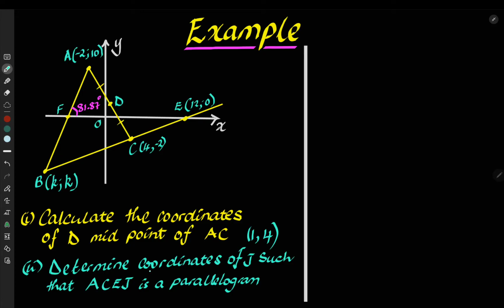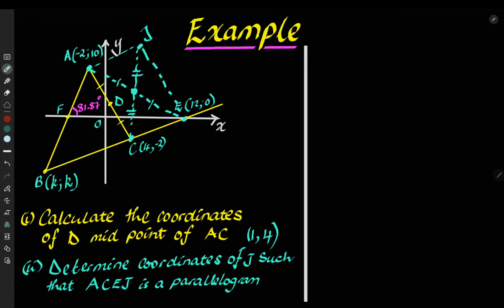So they are saying determine the coordinates of J such that ACEJ is a parallelogram. So this is our A, C, E, J, which means there is a point J somewhere there. So we need to determine the coordinates of the point J here. Now to do that, you need to know that the diagonals of a parallelogram bisect each other, which means they divide into 2 equal parts. Remember, in a parallelogram, there is a longer diagonal and a shorter diagonal, but they bisect each other into 2 equal parts. So the first thing that we need to determine is that midpoint there.